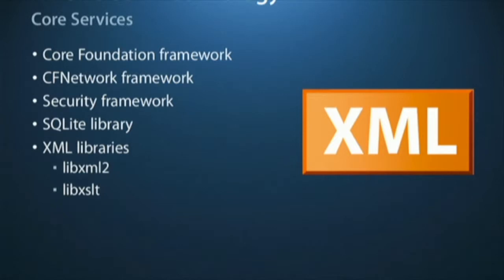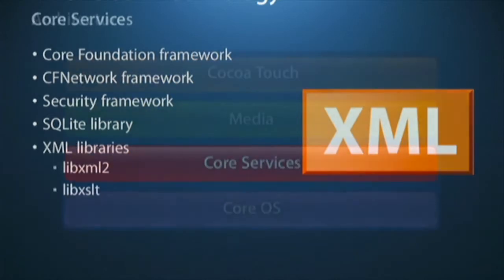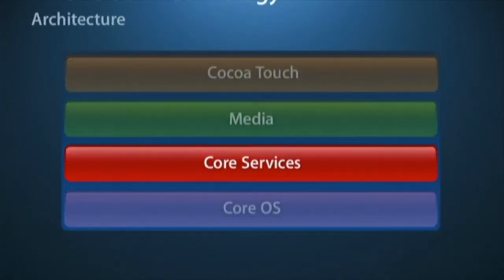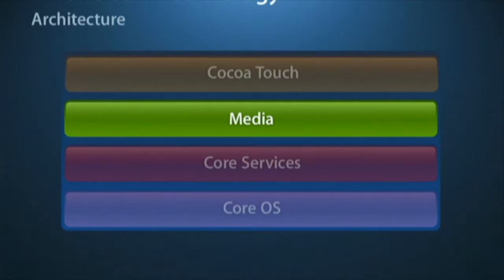The final set of libraries in the core services layer provides support for XML. iPhone's built-in support for manipulating XML content is provided by the libxml2 and libxslt libraries. These are open source libraries that you can use to parse or write arbitrary XML data quickly, or, for example, transform XML content to HTML. So that completes the core services layer. Next, we come to the media layer, containing everything relating to audio, video, and graphics.